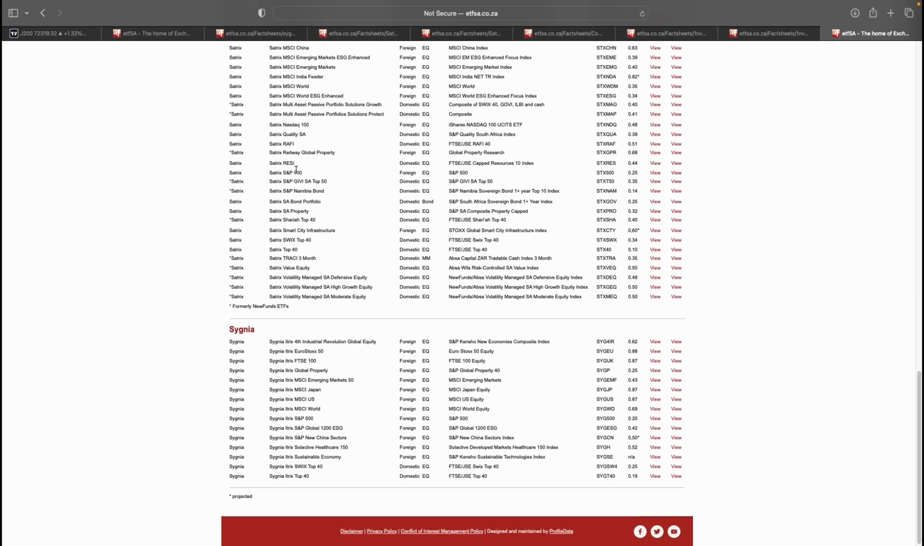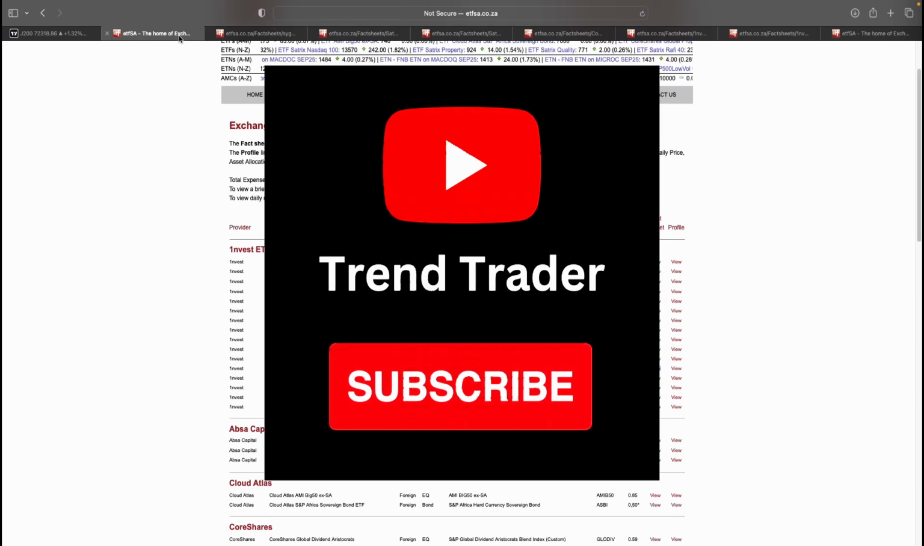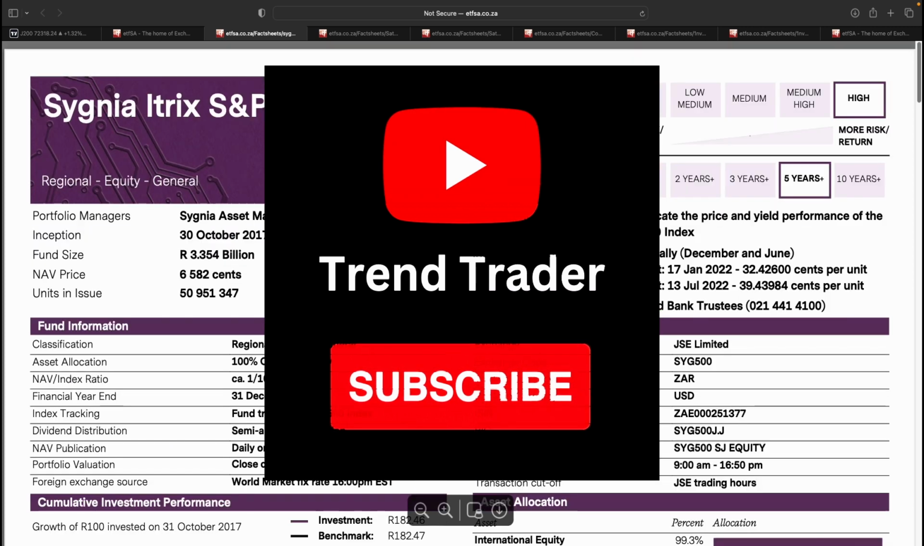Satrix has S&P 500 as well. And then there's Sygnia Itrix S&P 500. As you can see, each of the providers has a different total expense ratio. So it's up to you whether you use the total expense ratio to make a decision, or you use other factors. So now I've already gone through to look for some of the ETFs that I want to talk about.